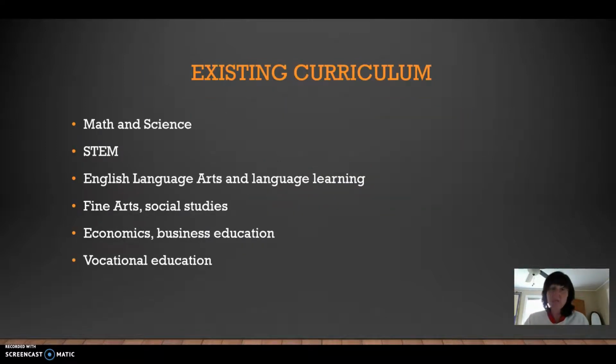So if we think about the expanded core curriculum, well, what is it? It's everything in addition to the current curriculum, or everything that students need to access the existing curriculum. So just as a refresher, what is the existing curriculum? Well, it's math and science. It's STEM learning, so learning and technology. It's English language arts and learning of other languages, Spanish, French, whatever, Mandarin. It's fine arts and social studies, it's economics, business education, and it's also vocational education. And actually, I forgot to put in there physical education, which is a really important one. Sorry, I left it out.